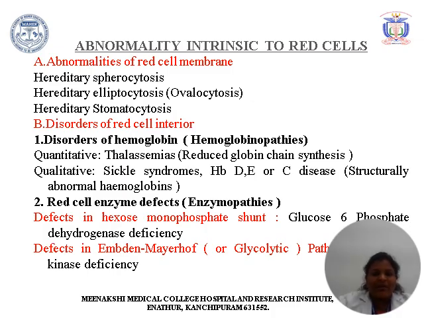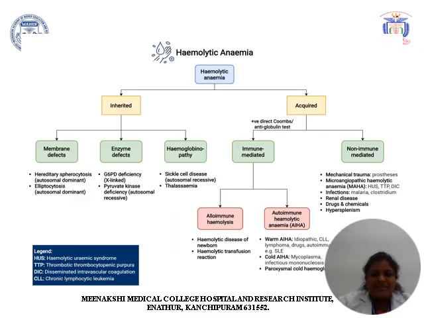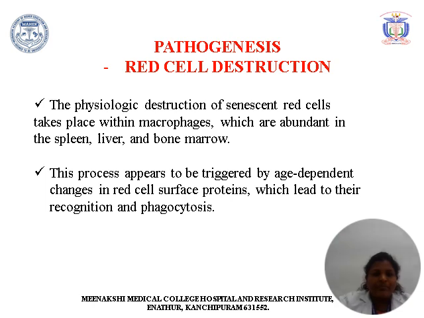Red cell enzyme defects, that is enzymopathies. Defects in the hexose monophosphate shunt, that is glucose 6-phosphate dehydrogenase deficiency. Defects in the Embden-Meyerhof or glycolytic pathway, that is pyruvate kinase deficiency. And this is a flow chart of the same.